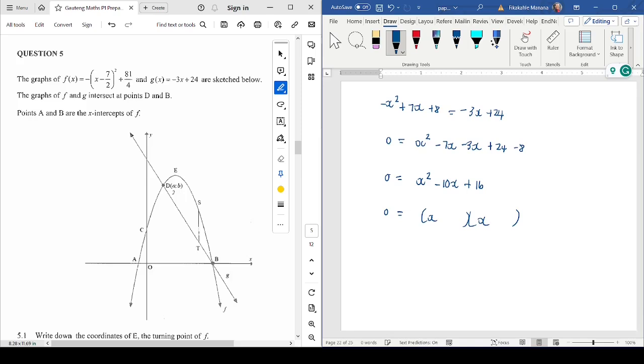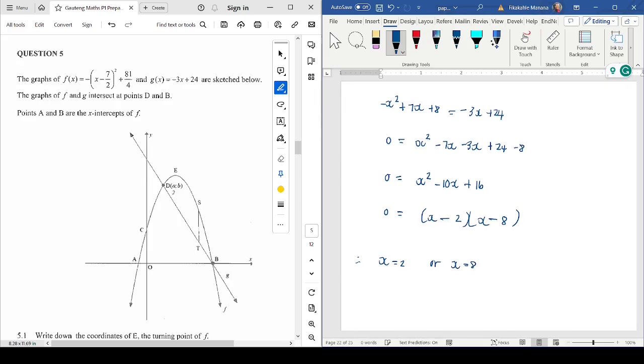If you don't really know how to factorize using two brackets, please just go straight to the quadratic formula. It'll take a bit long, but at least you are confident that you have the right answer. Okay, so we have 2 and 8, and we just pretty much do that. Therefore, x is equal to 2 or x is equal to 8.